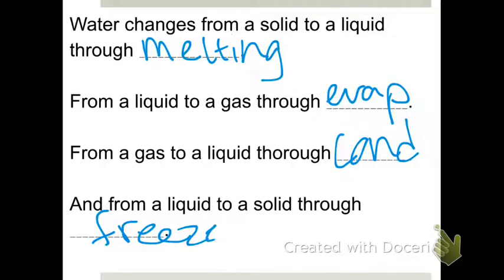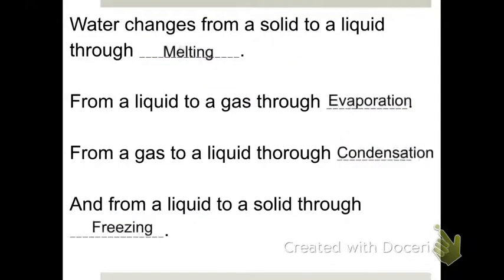Actually, I have all these typed out, so let me put those up for you. So melting, evaporation, condensation, and freezing. These are what we call a phase change. So it's how it goes from one phase, such as a solid to a liquid, to another one. So these are the processes that phase changes occur. And again, if you don't know a particular one, then focus on writing down that one. A lot of these you probably do know.